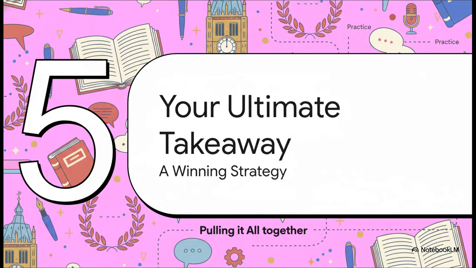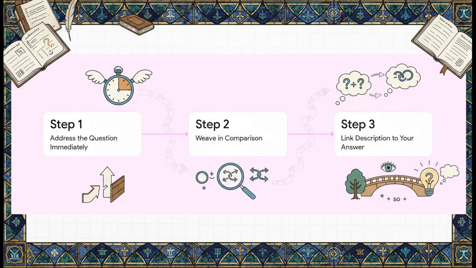All right, it's time to pull all of this together into one simple, actionable plan that you can practice over and over again until it's second nature. So here is your game plan in 3 easy steps. First, go for the question right away. No warming up, just dive in. Second, as you're talking, constantly weave in comparisons between the 2 photos. And third, this is the big one, always link your descriptions back to your answer.